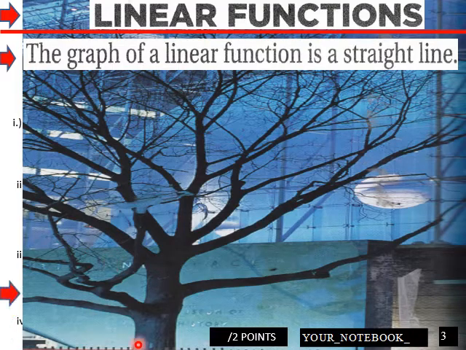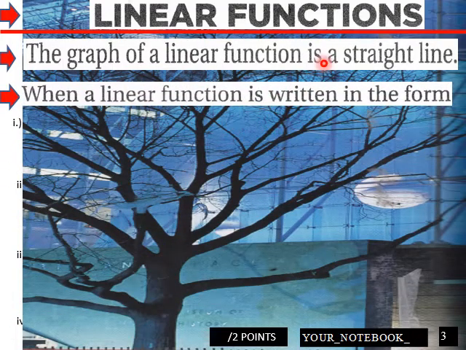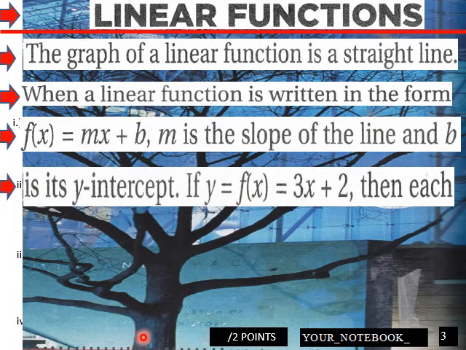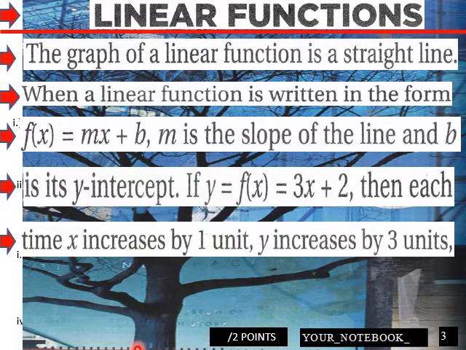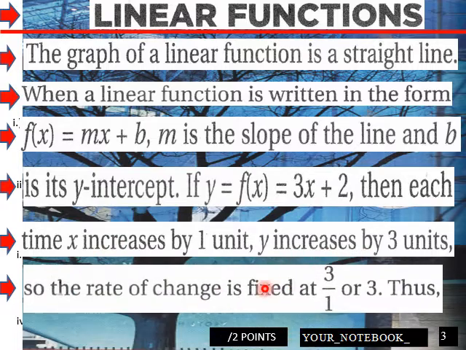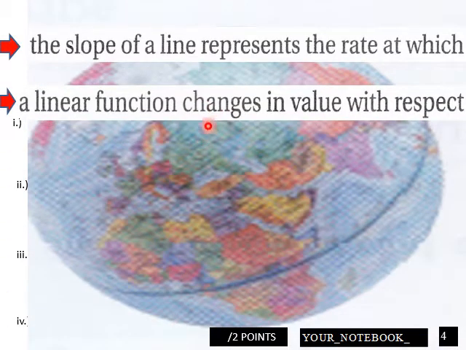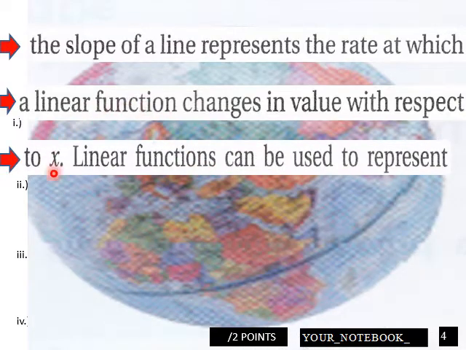The graph of a linear function is a straight line. When it's written in the form f of x equals mx plus b, m is the slope of the line, and its y-intercept is b. With a slope of 3 here, as x increases by 1 unit, y increases by 3 units. The rate of change is 3 over 1. The slope of a line represents the rate at which the linear function changes in value with respect to x.